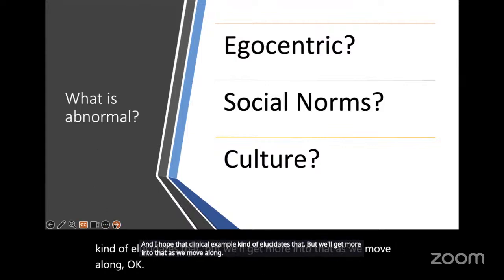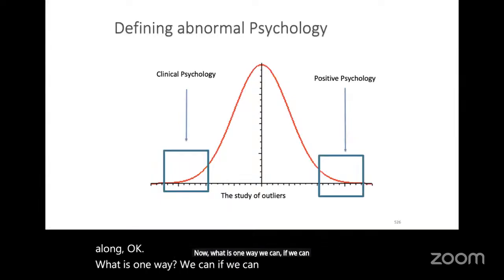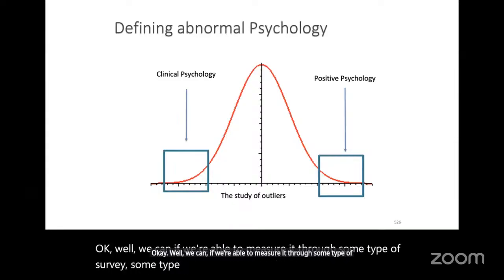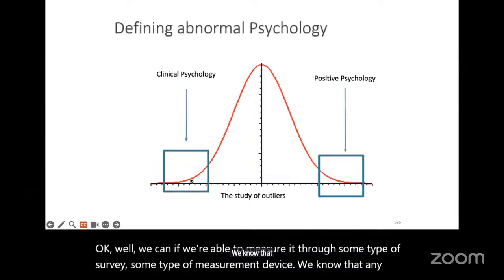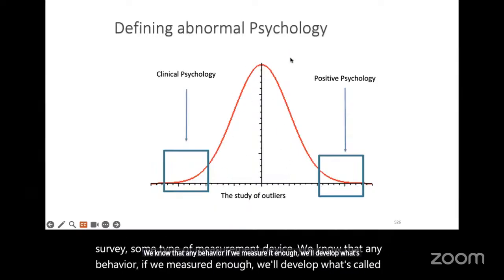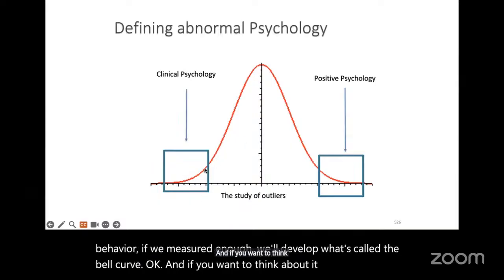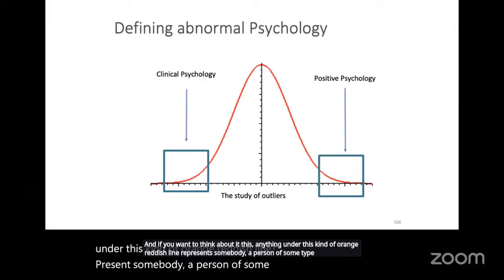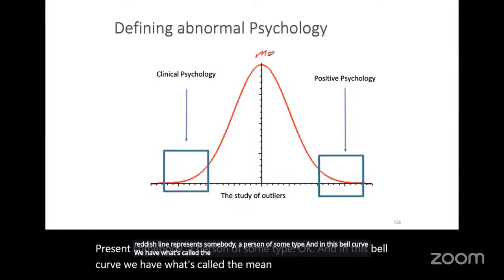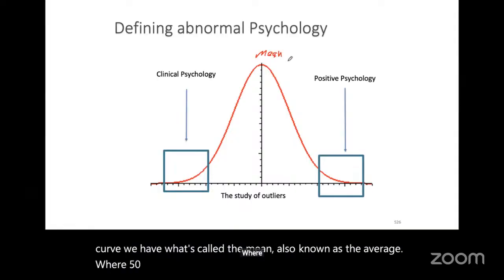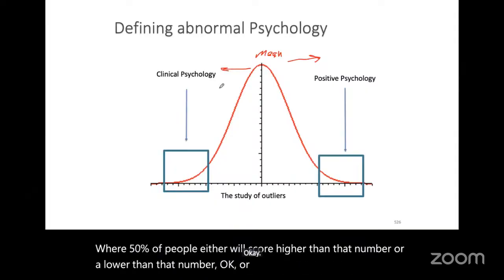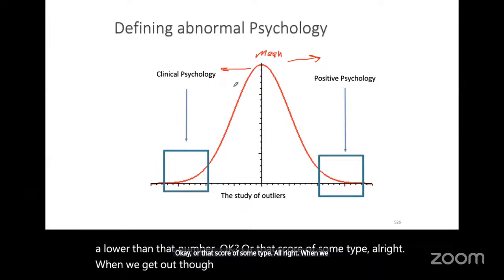Now, what is one way we can measure abnormal behavior? Well, if we're able to measure it through some type of survey, some type of measurement device, we know that any behavior, if we measure it enough, will develop what's called the bell curve. If you want to think about it, anything under this orange reddish line represents a person of some type. And in this bell curve, we have what's called the mean, also known as the average, where 50% of people either will score higher than that number or lower than that number. When we get out, though, we have something called standard deviations.